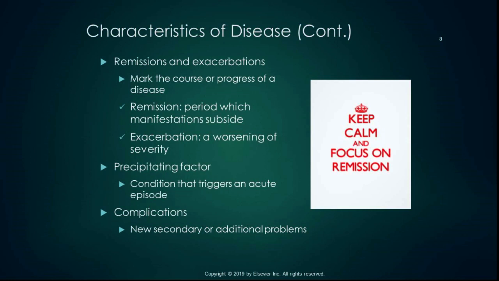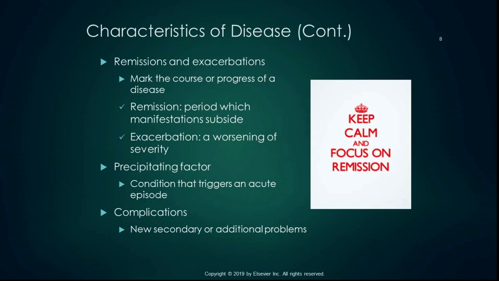So remissions and exacerbations mark the course or the progress of a disease. A remission is a period in which manifestations of the disease subside, and exacerbation is a worsening of the severity. So in cancer, for example, when a person's lab values go back to normal, their symptoms subside, they're considered to be in remission. And we'll talk about this more next quarter when we talk about cancer. But if you're in remission for a certain period of time, you're considered to be cured of the cancer, which is awesome.